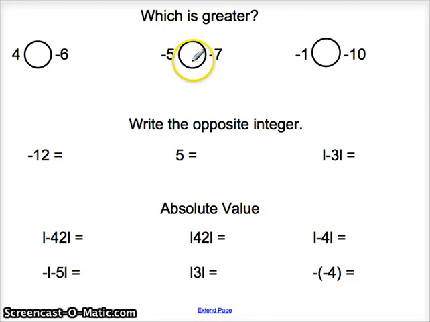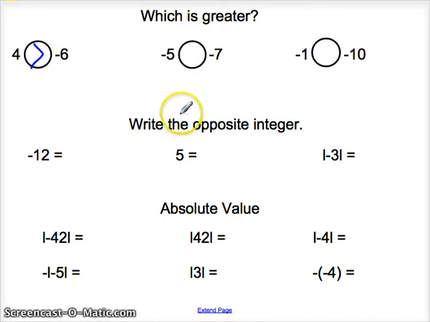Now we are looking for which number is greater. We have a +4 and a -6. We know that all positive numbers are going to be greater than all negative numbers. So therefore 4 is greater than -6.